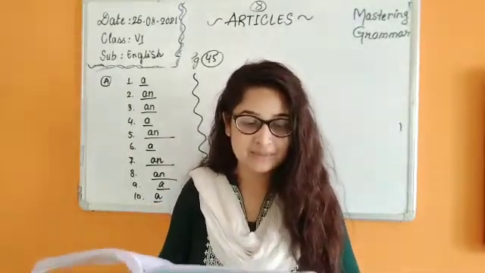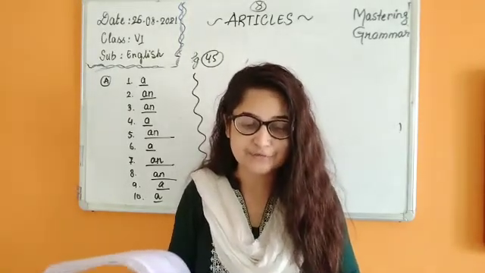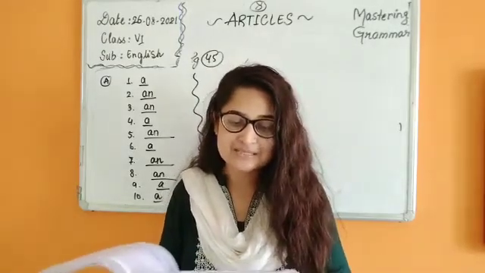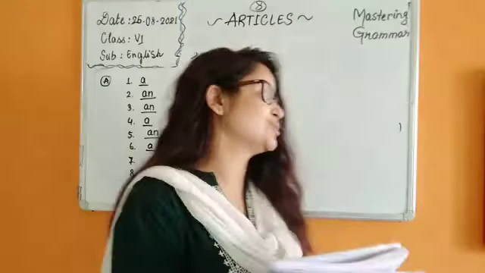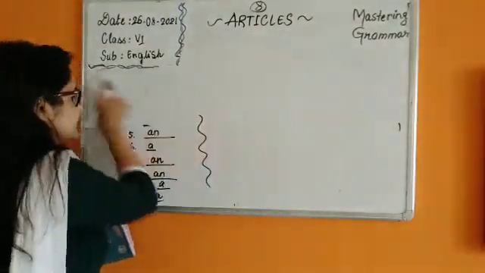Now let's see exercise B. Insert the definite article the wherever necessary. I bought a cycle for you. The cycle is red in color. So the cycle which was bought was red in color. So I am specifying the cycle.